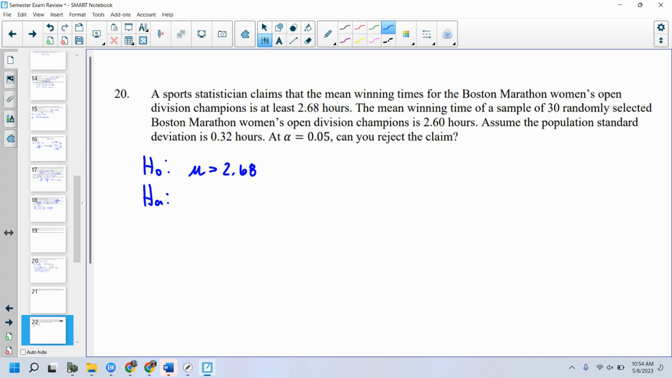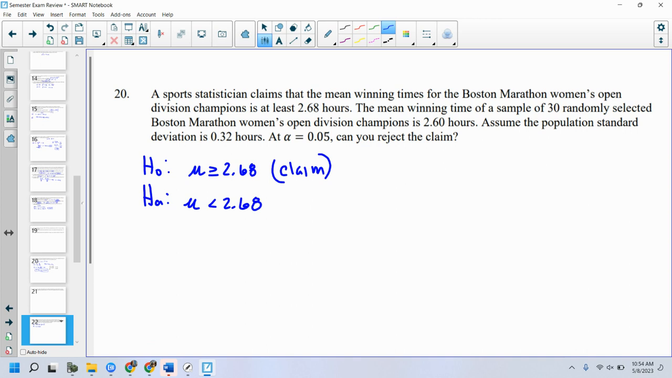Greater than or equal to, right? The or equal to has to go in there. Okay, so that means the alternative is mean is less than 2.68. Claim is up here, right? So what's the only thing that we could do? Disprove his claim, right? We cannot support his claim, but we can disprove his claim.